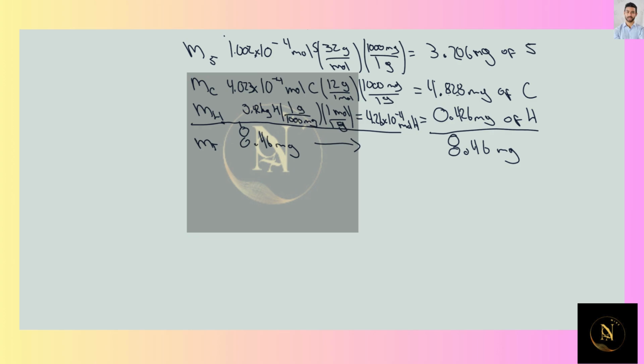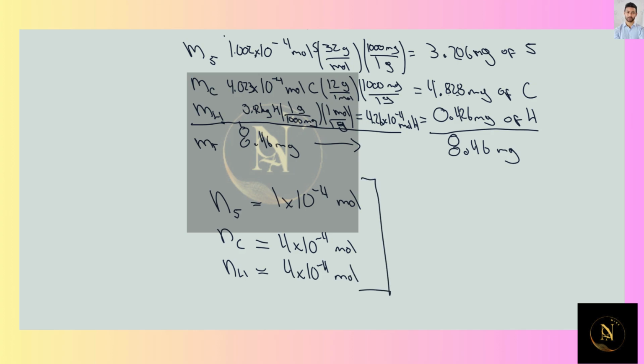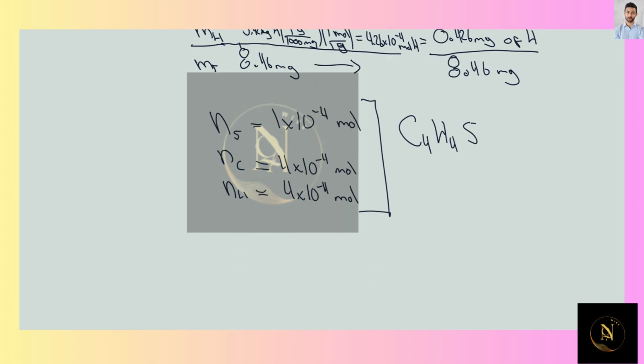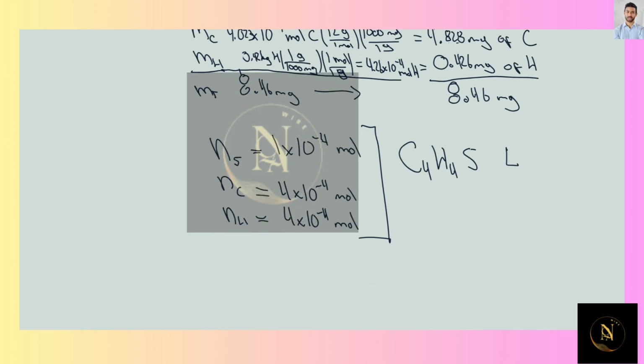We're going to divide each of them by the lowest quantity, that is 1 times 10 to the minus 4, essentially. Just for completion, the amount of mole of sulfur, carbon, and hydrogen is going to be, rounding up, 1 times 10 to the minus 4 mole, 4 times 10 to the minus 4 mole, and for hydrogen as well, 4 times 10 to the minus 4 mole. This is going to suggest directly that the formula is going to be C4H4S1. This is going to be our empirical formula.